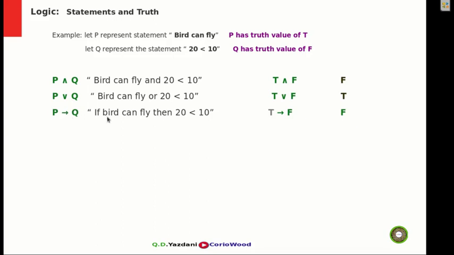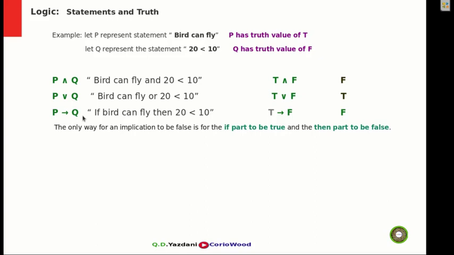P implies Q. As we said in a previous video, there are two bits in this one: the first bit, and the second bit, which we call the consequent. If birds can fly, then 20 is less than 10. True implies false makes it false. If this bit is false, it doesn't matter whether the other bit is true or false. If this bit is false and this bit is true, it makes it true. Because the conclusion is false, then it's false. So that's how P implies Q behaves.